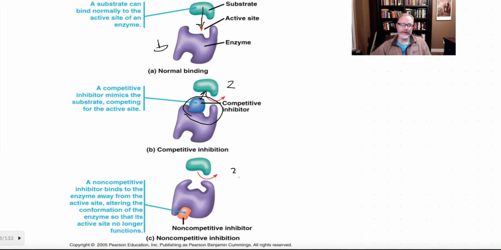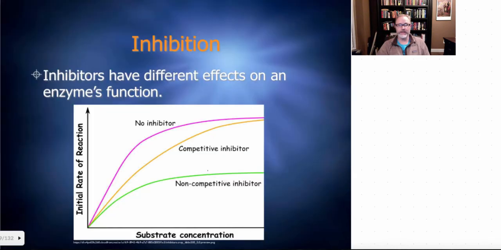And then down here with this non-competitive inhibition, you can see this non-competitive inhibitor is going to bind to a spot on the enzyme molecule somewhere, and it's going to change the shape of the active site. So it's going to bring the saturation level down. It's going to slow the reaction rate down. It's going to bring the saturation level down as well.